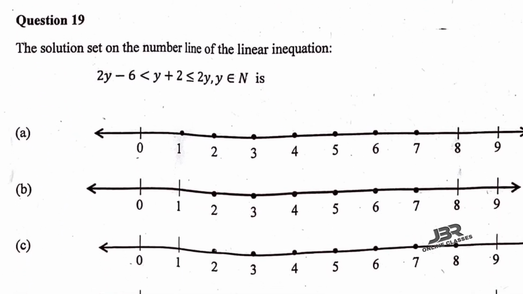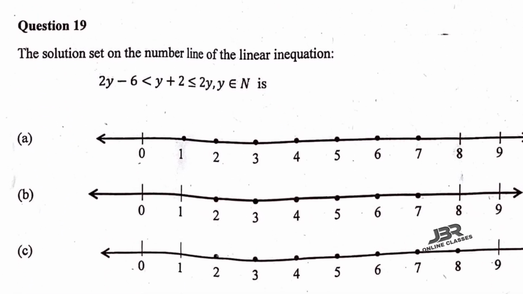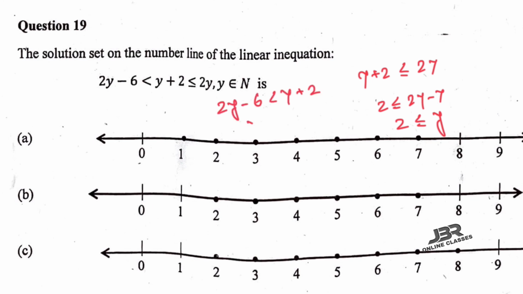Now next, sum number 19. The solution set on the number line of the linear inequality, here 2y minus 6 less than y plus 2 less than or equal to 2y. So y plus 2 less than or equal to 2y, then here it will be 2 less than or equal to 2y minus y. So 2 less than or equal to y. And from the first one, here 2y minus 6 less than y plus 2, so y less than 8. Okay, y less than 8. So option B will be your answer.